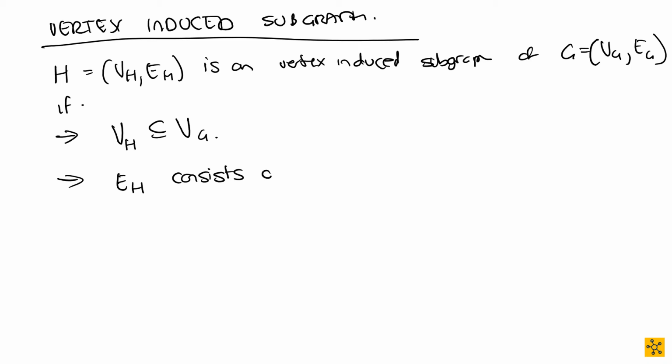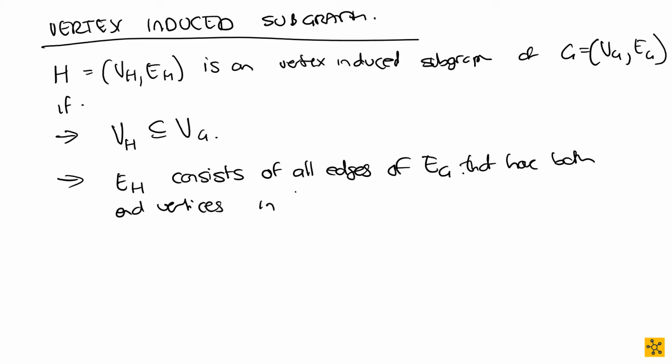so all your edges in your vertex induced subgraph consists of all the edges of your original graph, that graph G, that have both its end vertices in your new subgraph. Both end vertices in VH. So when you create this graph, you select your vertices, and then the edges that come along and become that subgraph are the ones where all the end vertices are in your new graph, that new subgraph that you created.